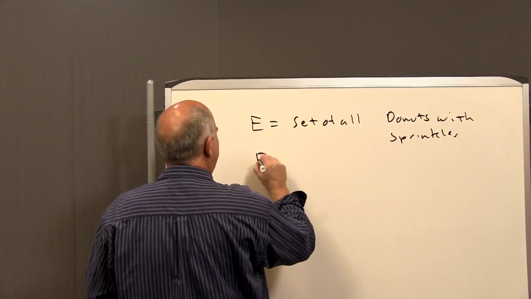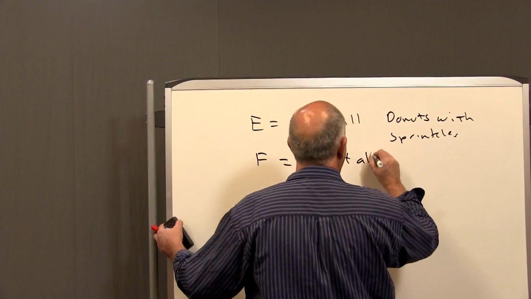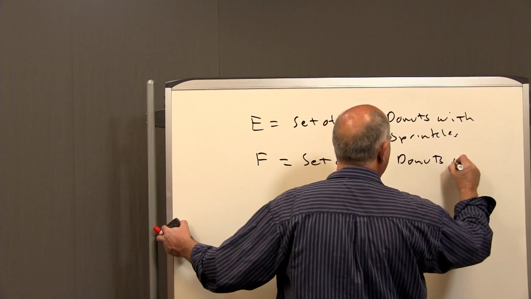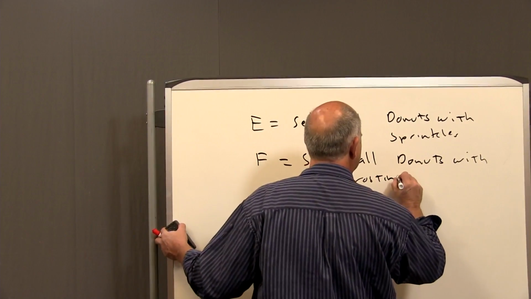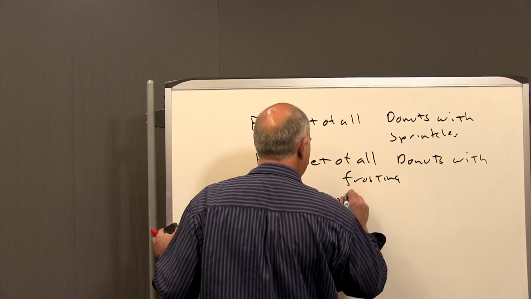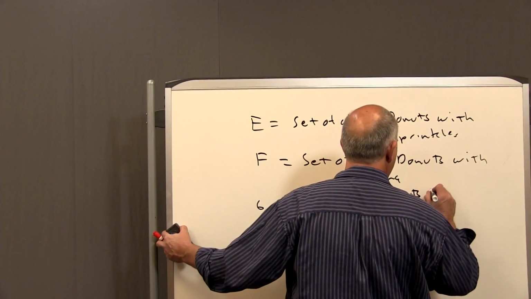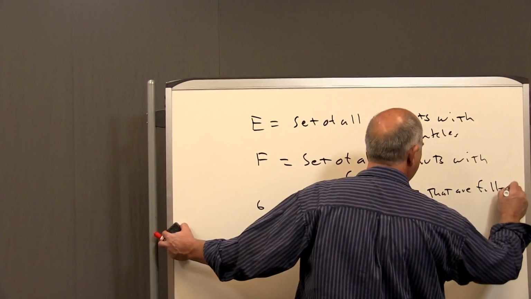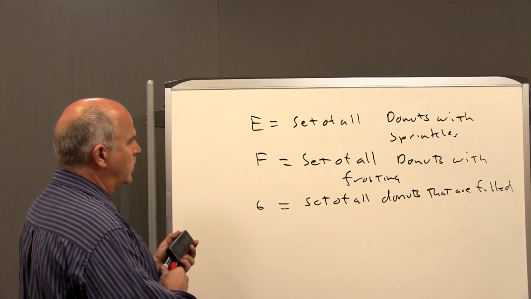Right? And F is the set of all donuts with frosting. And G is the set of all donuts that are filled. Don't know where I came up with donuts, but that seems like it should work, right?